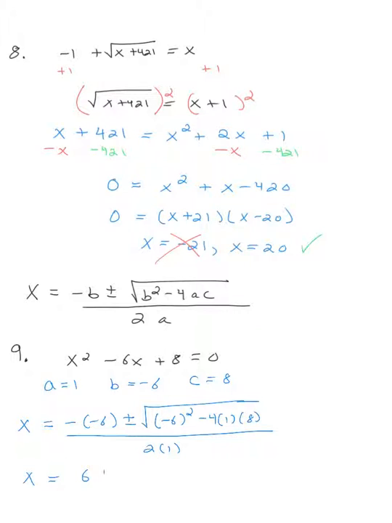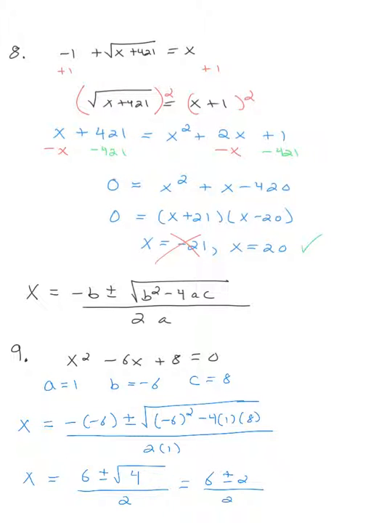I get negative is just positive 6. The square root, I'm going to do this in my calculator. So negative 6 squared minus 4 times 1 times 8 is 4, and this is all divided by 2. The square root of 4 is 2, so I'm going to put 6 plus or minus 2 over 2.